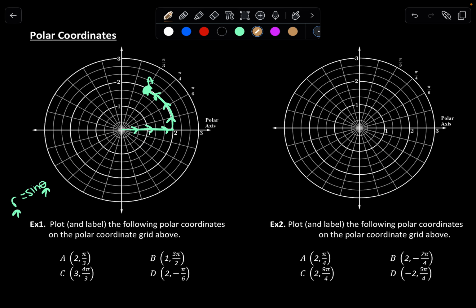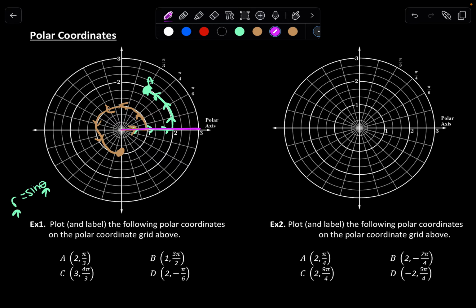All right, point B is 1, 3 pi over 2. So I'm going to travel out to a radius of 1, and then I'm going to open up all the way to 3 pi over 2. And again, my angles are positive, so I'm opening up counterclockwise.